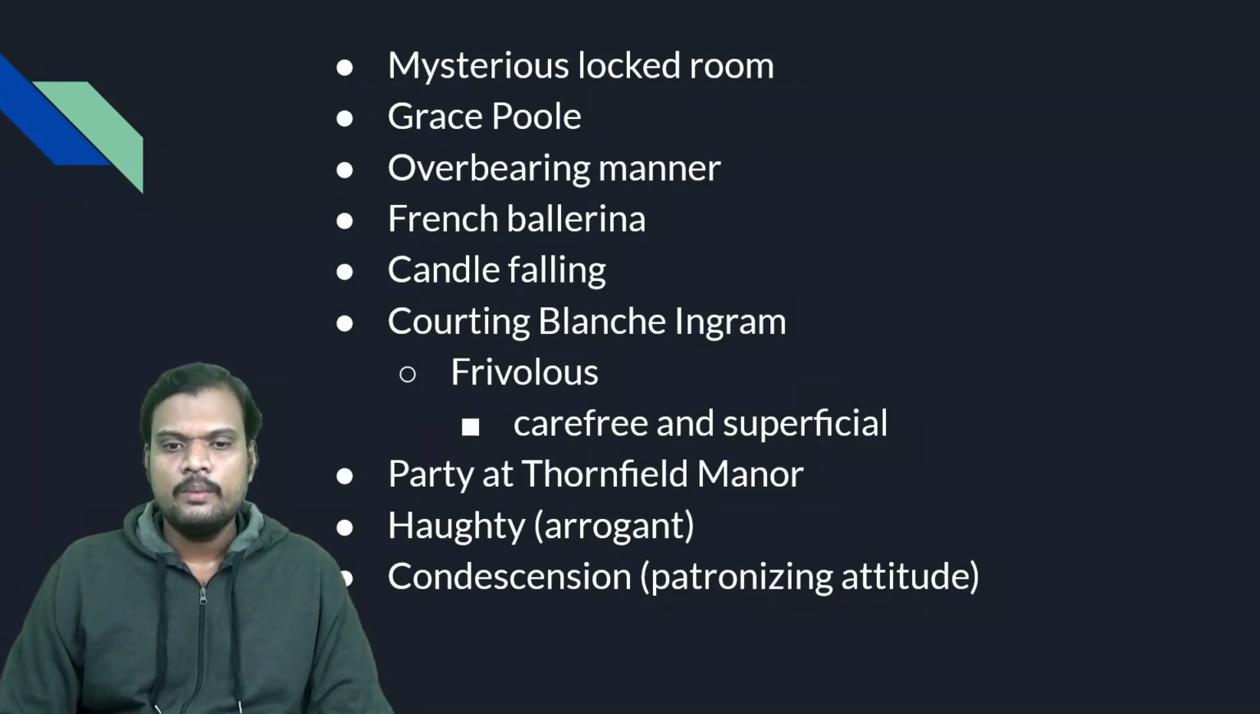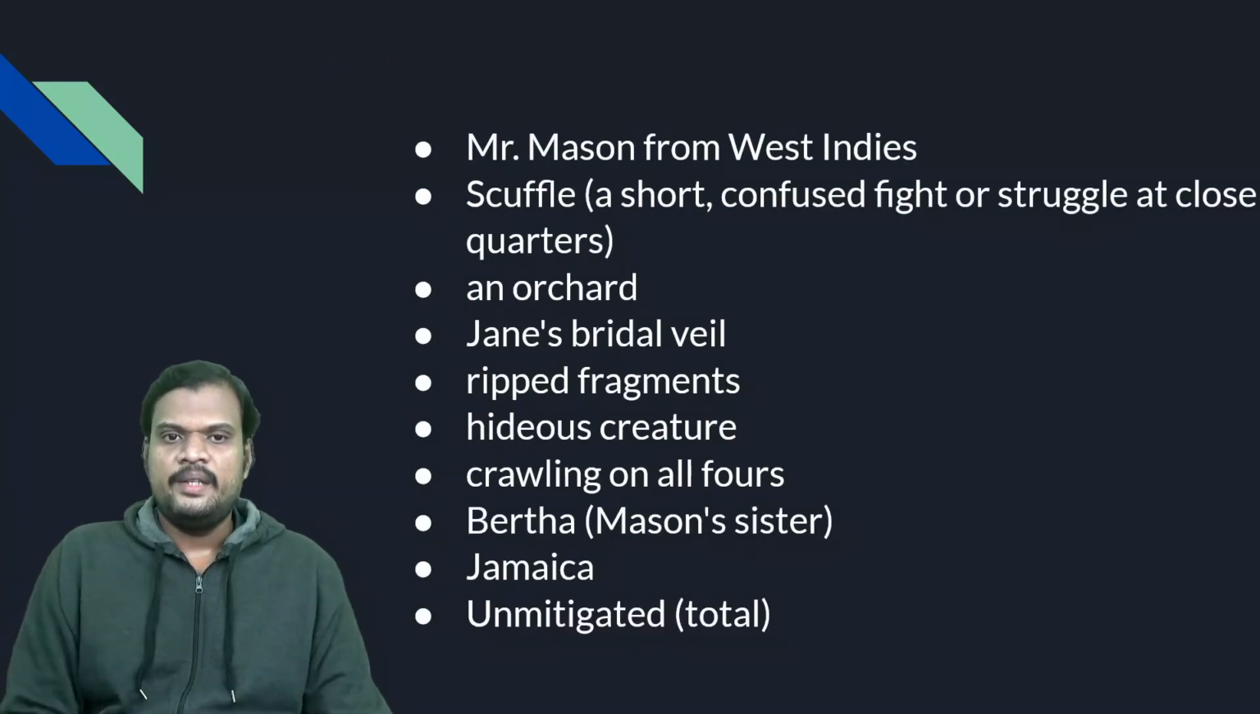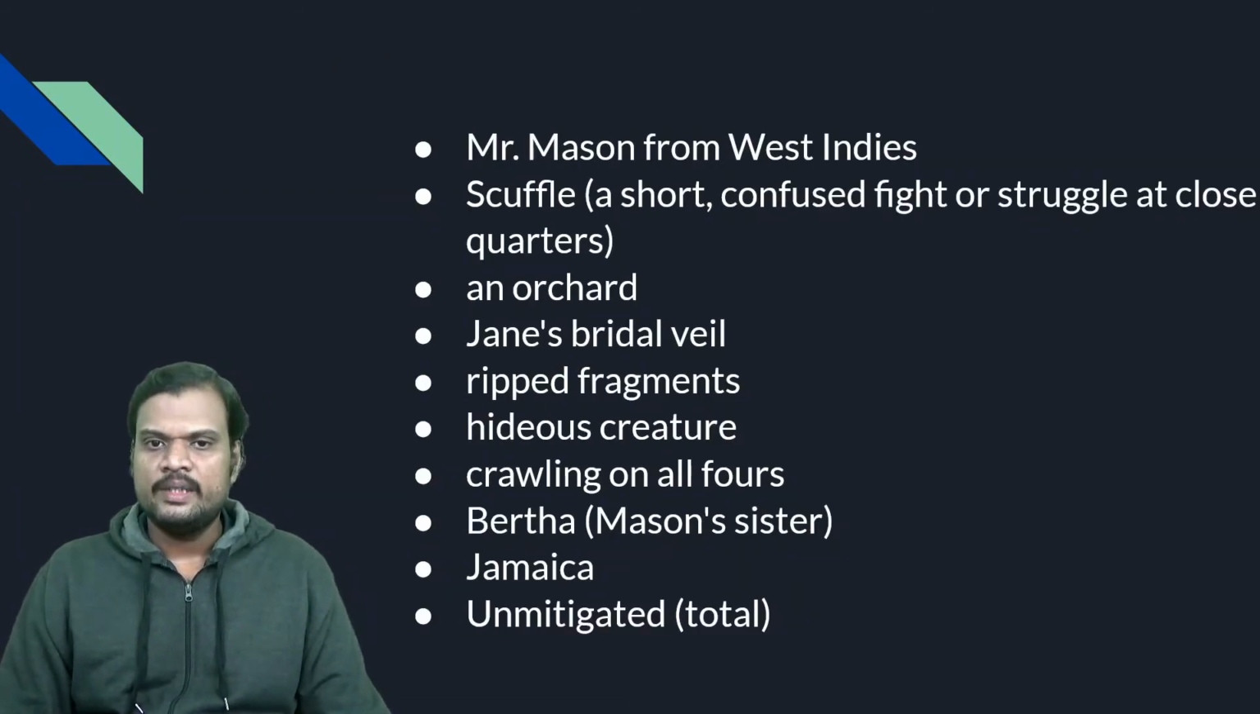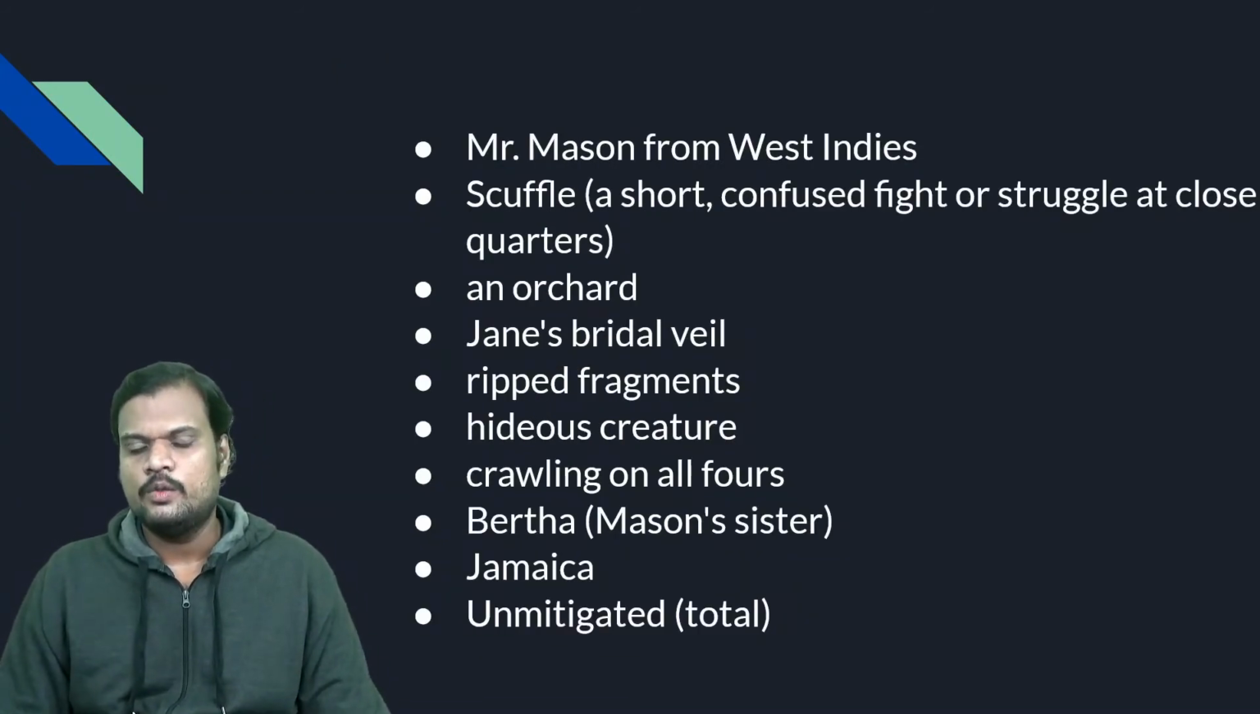A party is thrown by Edward at Thornfield Manor. Blanche and her friends arrive at the party and treat Jane with hearty condescension. Jane feels that she can never win against people like Ingram, who are snobbish and elegant. Mr. Mason arrives at the party. Soon after, Jane hears a scuffle and a cry from the room above hers.